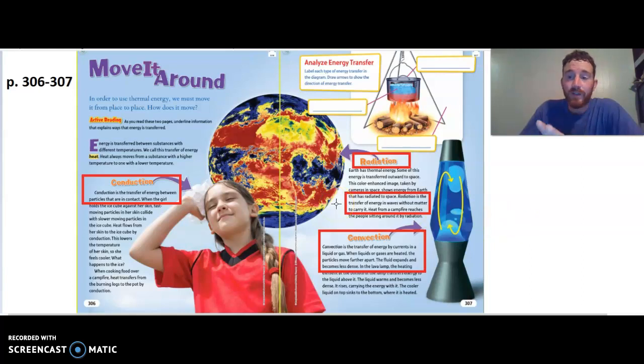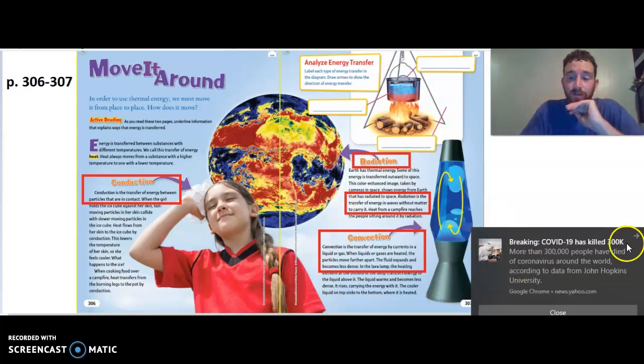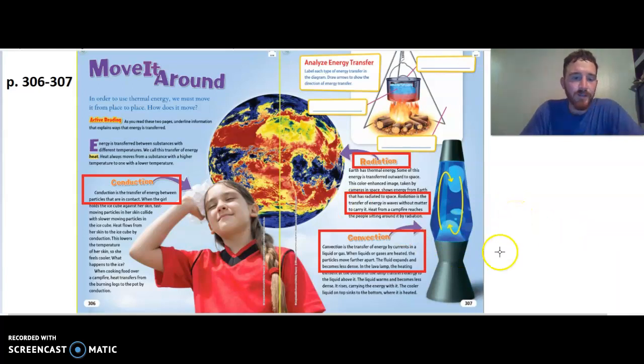Pages 306 and 307 are definitely where we want to focus our attention, and those are the big ones. So these are the three ways that heat transfers: conduction, direct touching; radiation, traveling through matter, where we can sense the heat without directly touching it; or these convection currents: the hotter stuff rises and the cooler stuff goes down, and that creates a cycle. Okay, so let's look up here.